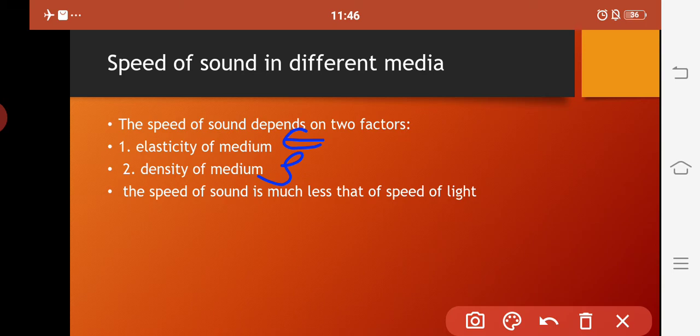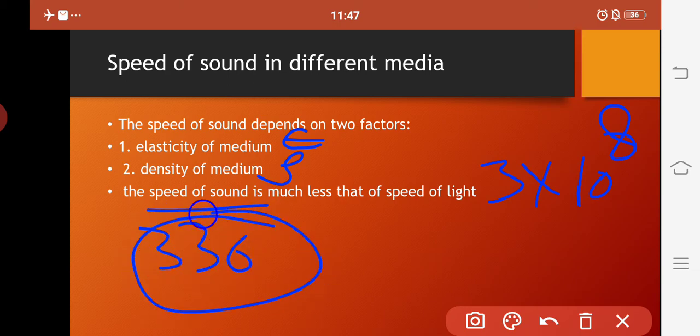We know that the speed of sound is very much less than the speed of light. The speed of light is 3 into 10 to the power 8 meter per second, whereas the speed of sound is about 330 meter per second. Therefore, whenever there is thunder and lightning, the light is seen much earlier than the sound is heard. Why is it so? Because the speed of light is more, it reaches us much earlier than sound.